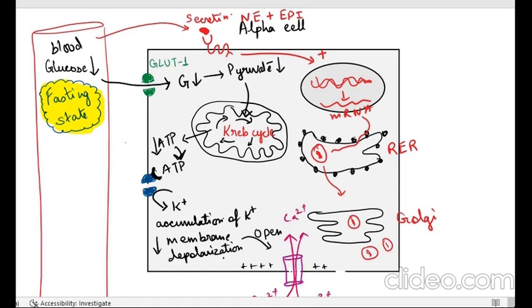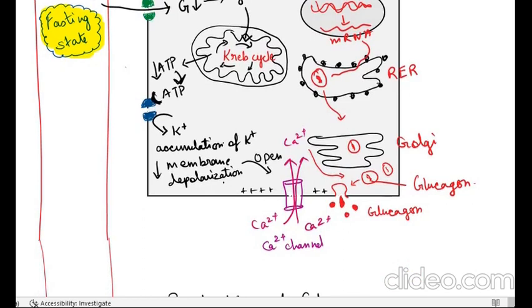Now this vesicle actually contains glucagon. So the gene for the production of glucagon is present within the alpha cell, right? This is how the alpha cell gets the signal and glucagon is produced. In order for this vesicle to fuse with the membrane, it requires calcium. The calcium will help, and therefore the vesicle will fuse and the glucagon will come out. So this is how glucagon is released by the alpha cells.